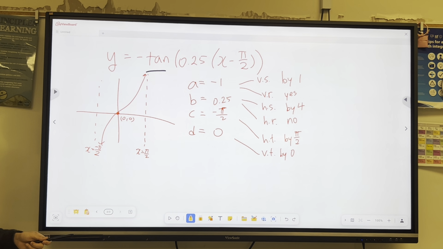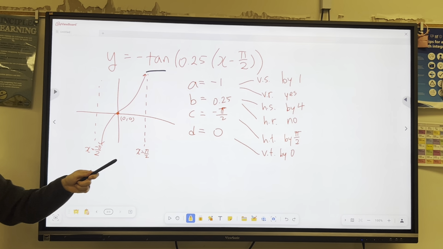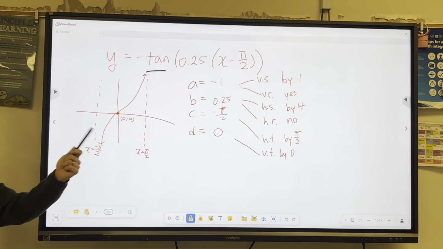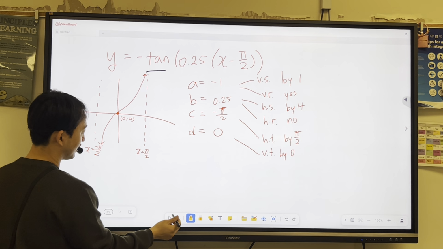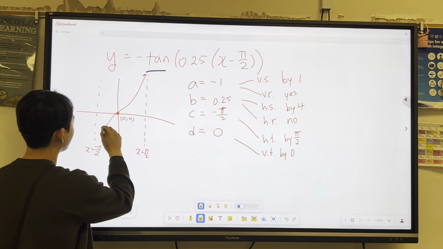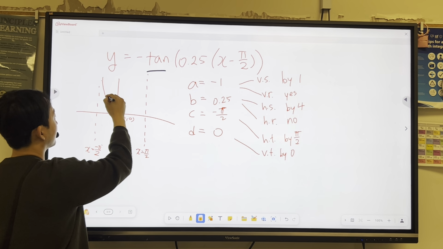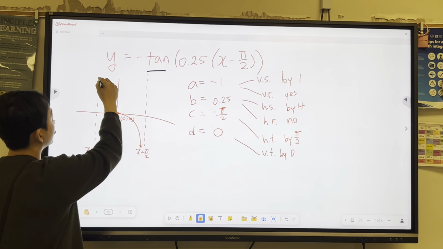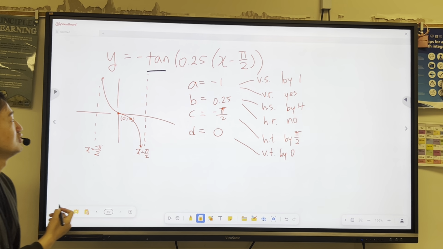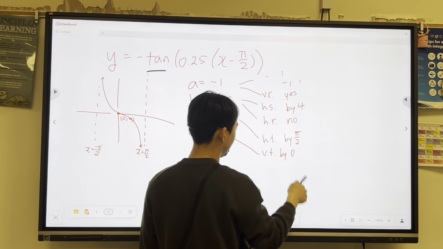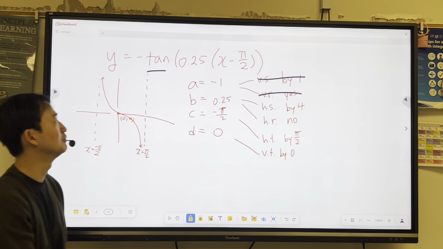Vertical asymptote doesn't change. 0, 0. What is 0 times -1? 0. So that doesn't change. So after the transformation, my next step is to do the wink. Now it's going to look like this. I already did my vertical stretch by 1, and I did my vertical reflection, yes. So cross it off. My first two homework already complete.